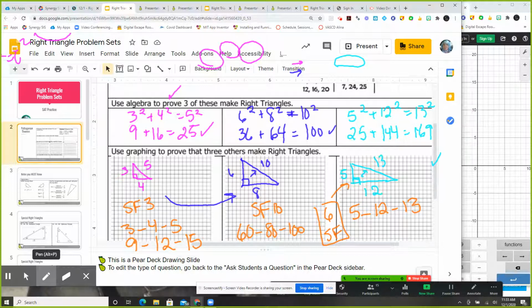5 times 6 is 30. And 12 times 6 is 72. And 13 times 6 is 78. Sweet. So scale factor just makes all the sides grow at the same rate.